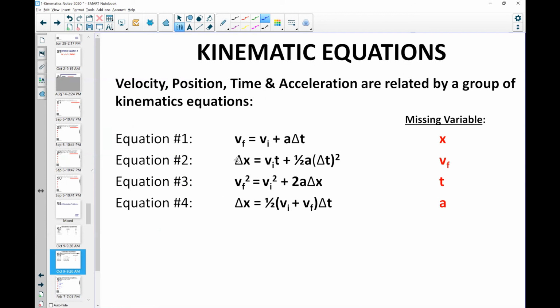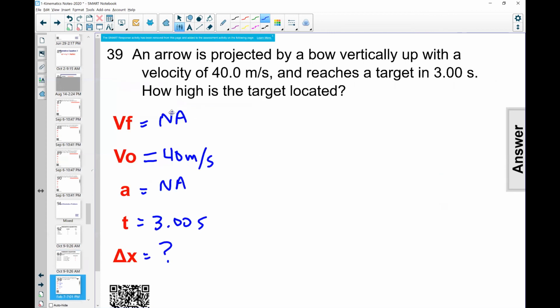So let's look at number 2. Do we know the delta X, or is that what I'm being asked to find? See a few people. Yeah, it's what's asked. Do I know the initial velocity? Yeah. Do I know the time? Yeah. So the only other thing I'm missing is acceleration. Is there anything about this question that could help me figure out either the final velocity or the acceleration?